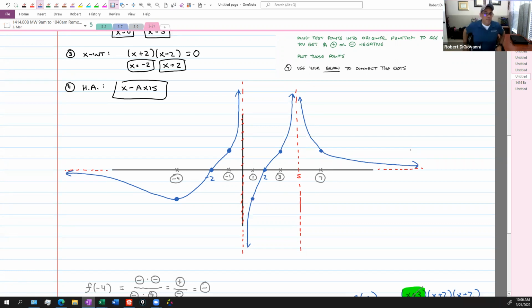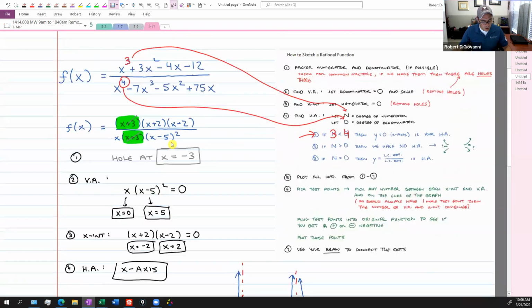Okay, it's almost correct. There's one thing wrong with my picture. What's wrong? Yeah, Javier. We have a hole, right? We're supposed to have a hole. Don't forget that hole. Where was the hole?